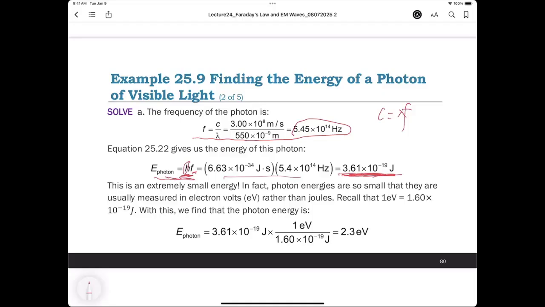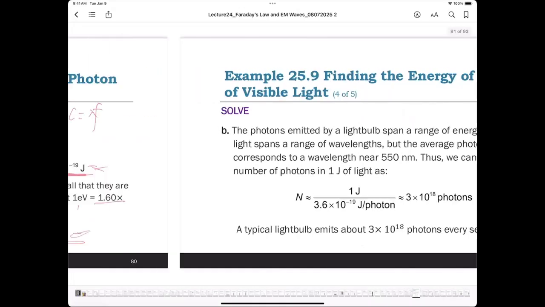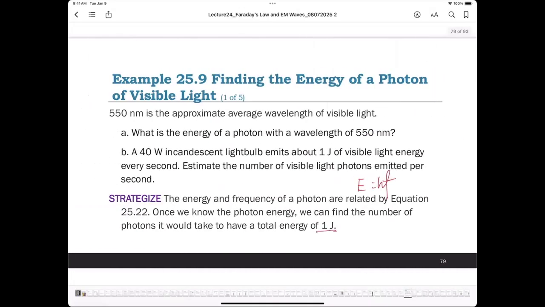This is an extremely small energy. In fact, photon energies are so small that they are usually measured in electron volts, eV, rather than joules. Recall that 1 eV equals this one. With this, we find that the photon energy is this one. We can use eV to represent the energy. It's just a different unit, but it's the same thing. And this is the energy of the photon.